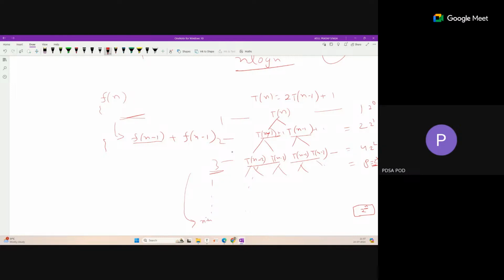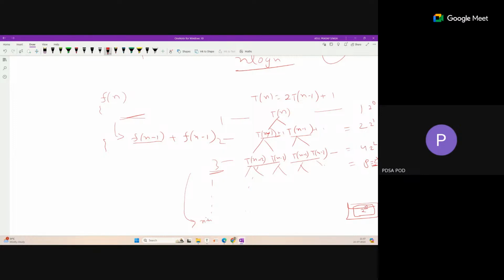So that is the highest number of operations. So you will get a complexity of 2 to the power n. If the tree is expanding till the nth level every time, and you are expanding it with 2 children, you will get 2 to the power n.